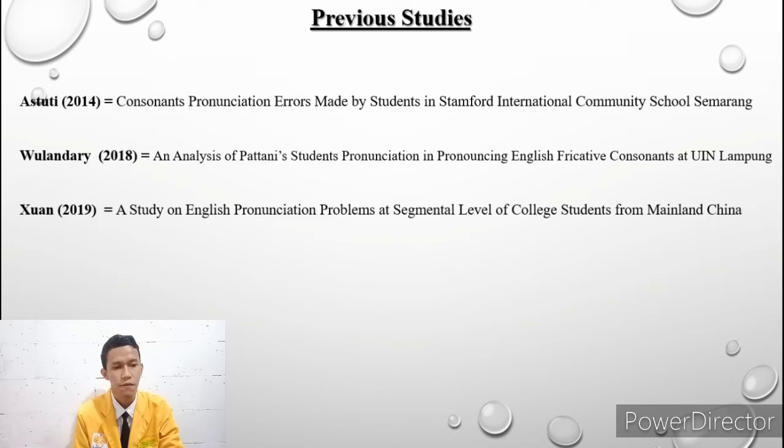And then Wulandari, 2018, found that the common error made by the students is the fricative th. The students changed voiced dental fricative th with th and d. And also the subject changed the sound th with sound th. And the next, Kwan, 2019, explained English pronunciation problems for students from mainland China, found that the sound th and th were the most problematic sounds. They mostly adopt the substitution way to pronounce a near sound in Mandarin Chinese. For example, s to replace the sound th, while the sound th is mostly substituted by the sound d and z, since this sound could be taken from Hanyu Pinyin as their mother tongue.